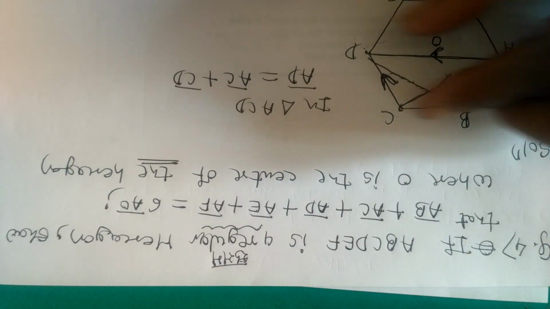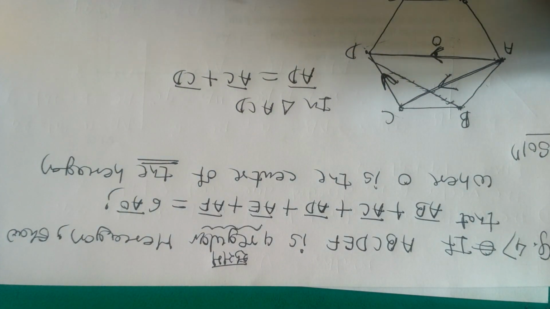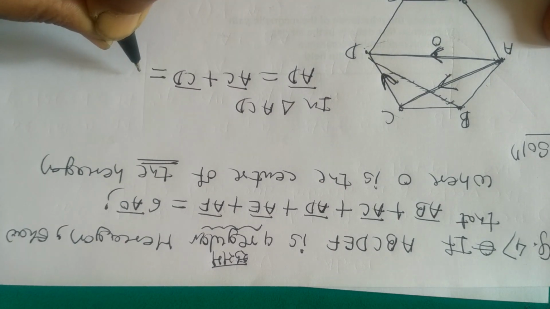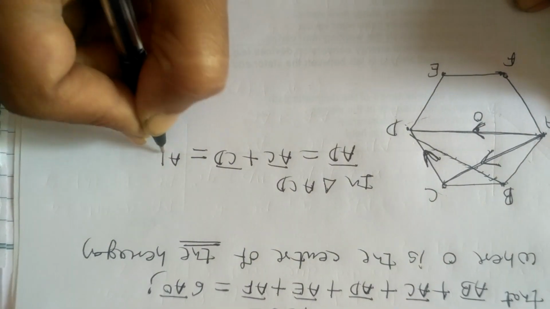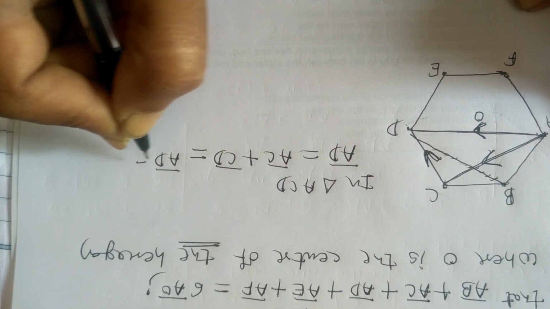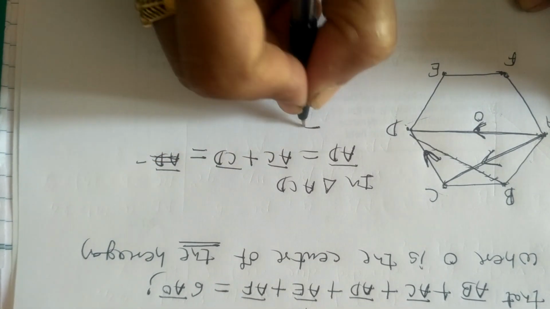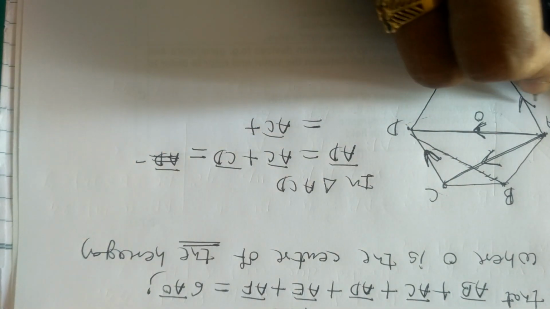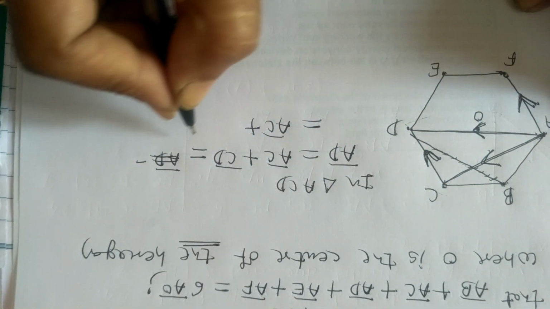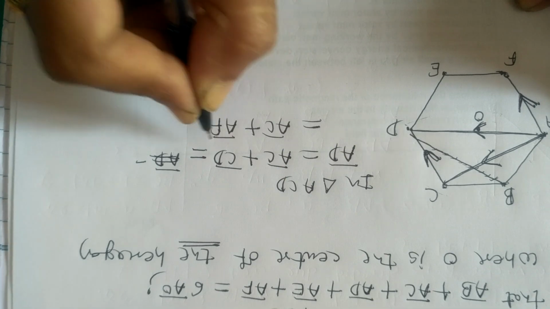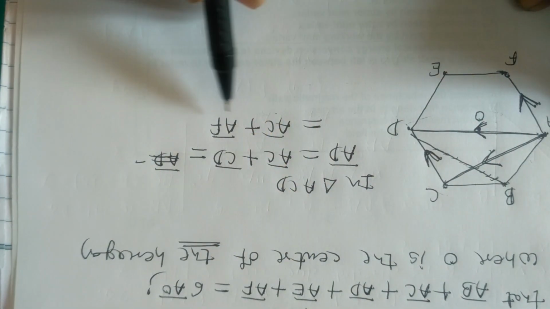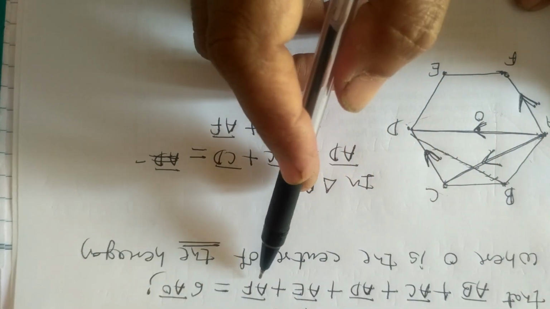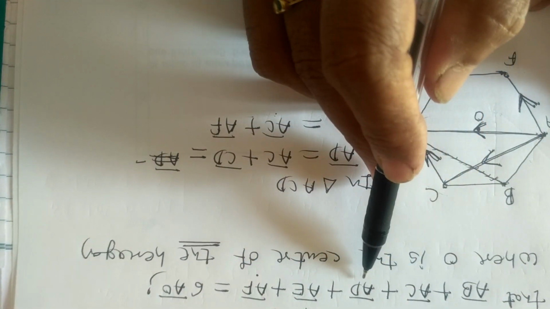Now this CD bar is exactly equal and in the same direction as AF bar. So we may replace this CD bar. AD bar is equal to AC bar, and this CD bar can be replaced by the equal vector in the same direction, AF bar. So from these 6 vectors we replace two vectors, AC and AF. See here AC, AF, and one of the vectors is AD.